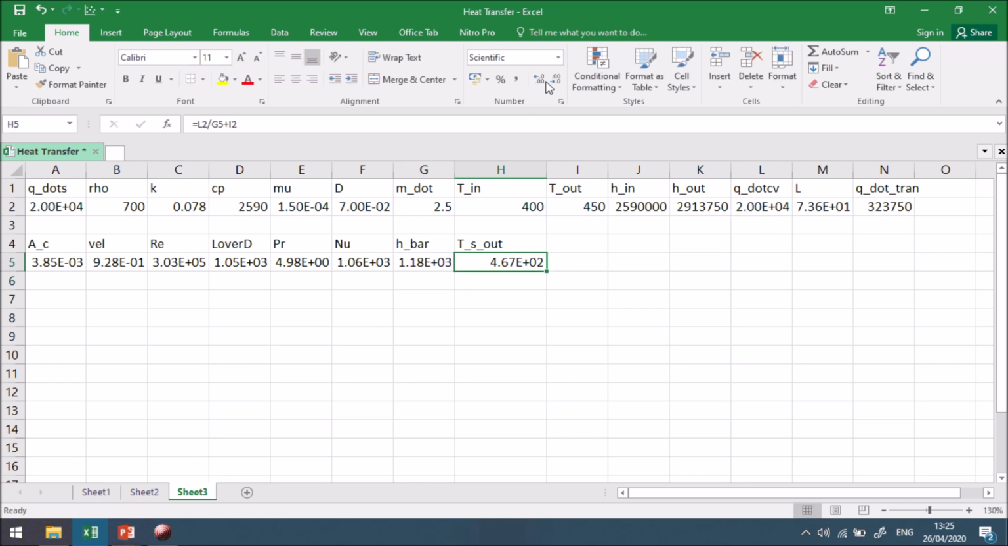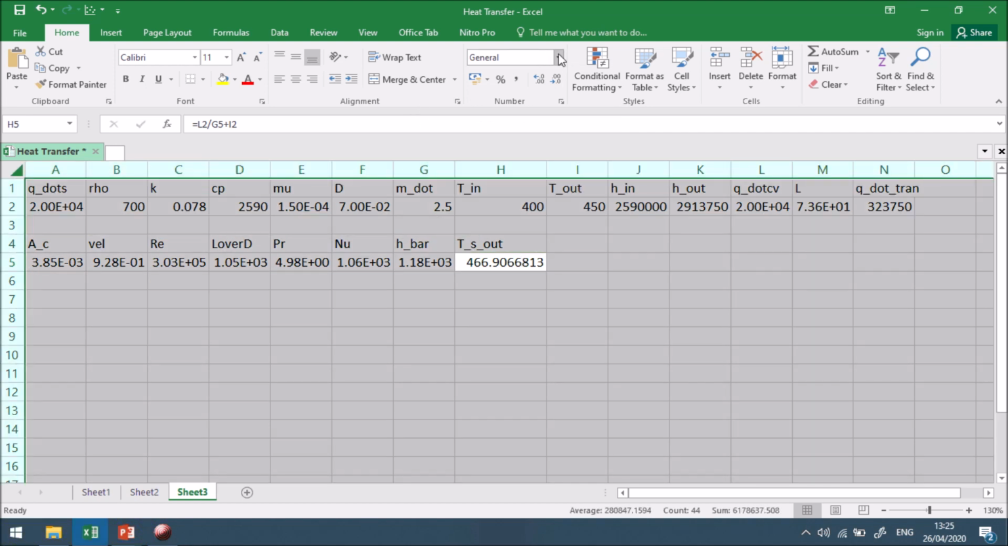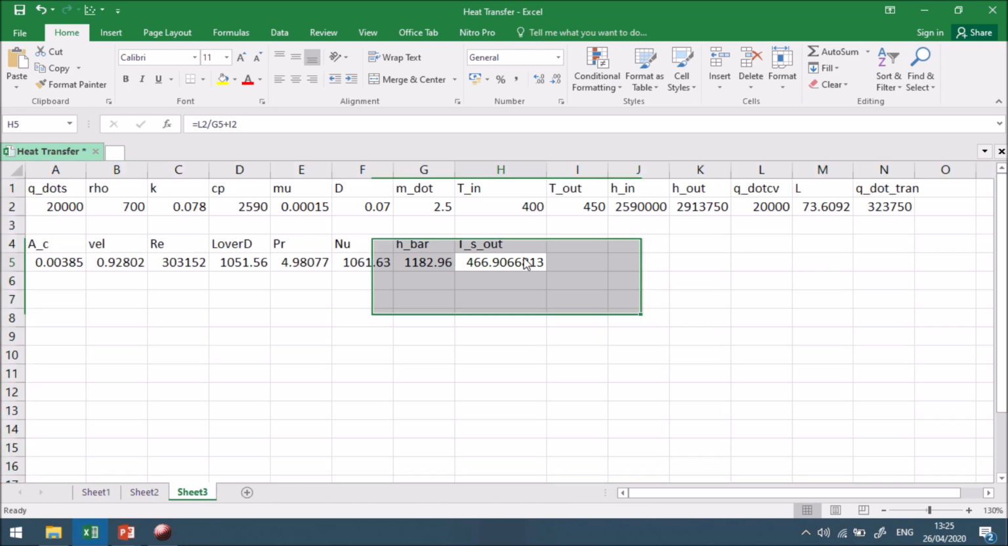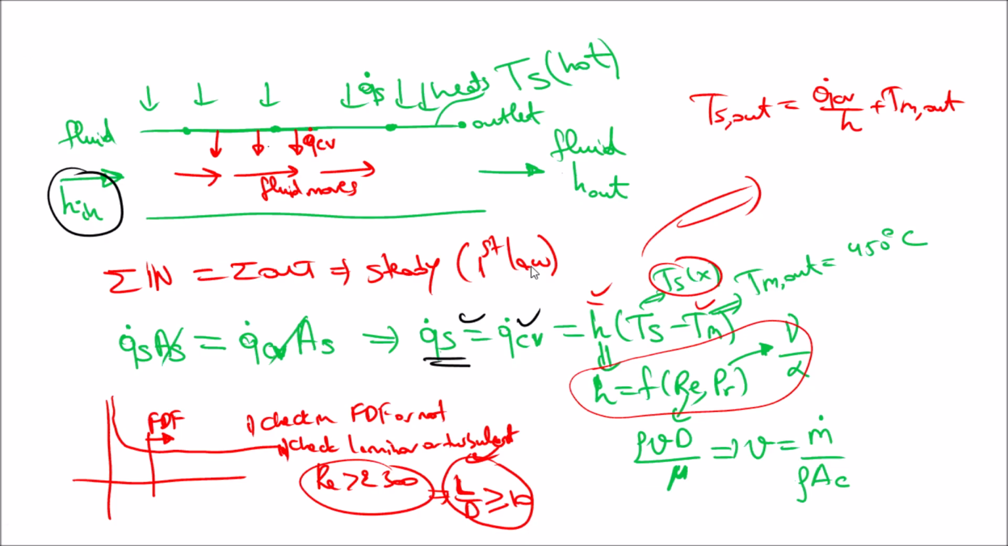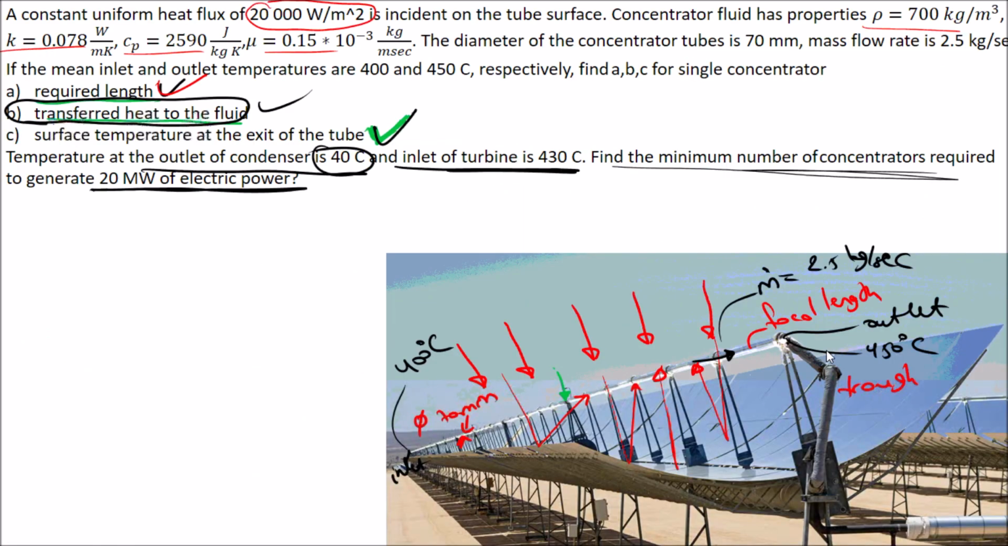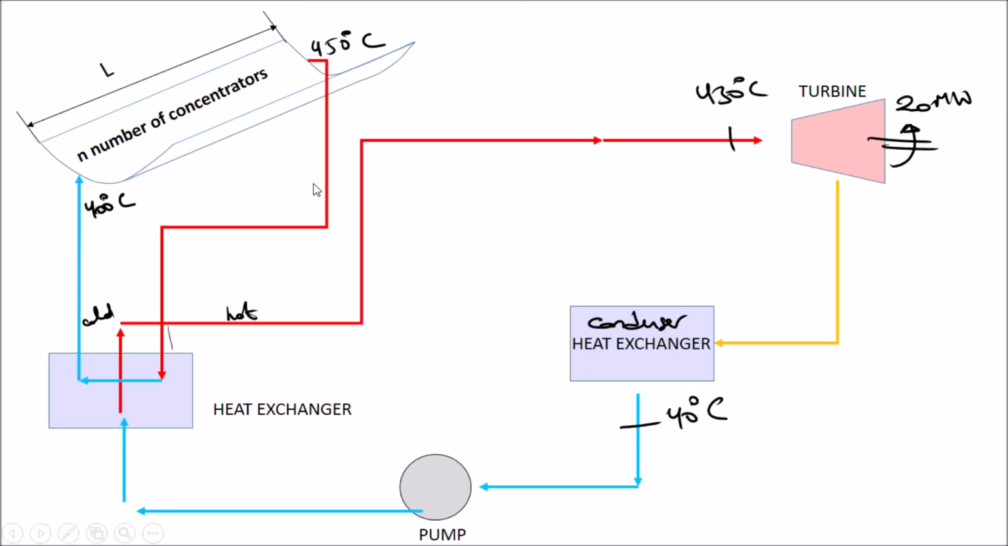The temperature is 466 degrees Celsius. This is the surface temperature at the outlet of the pipe. If you go back to here, the surface temperature is 466, but the fluid temperature is 450 degrees Celsius. We have a 15 degrees Celsius temperature difference, therefore we have heat transfer by convection. So we have finished the first three parts, and let's do the last part and finish the example.